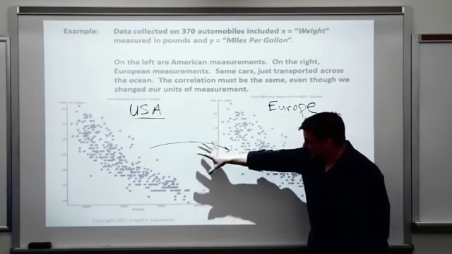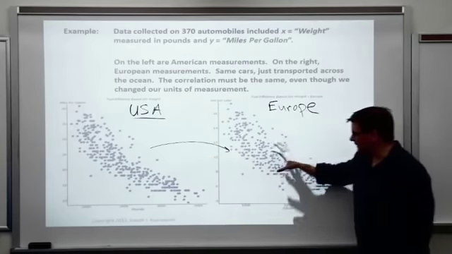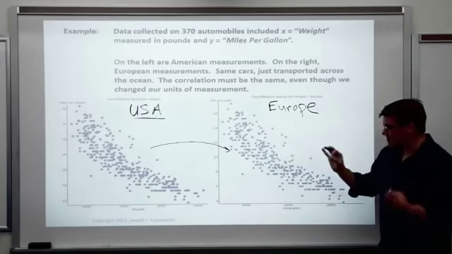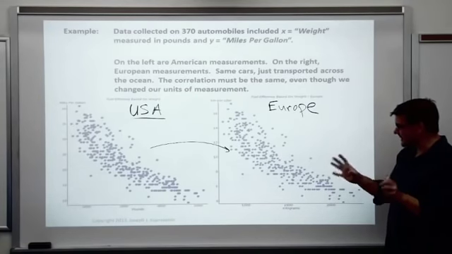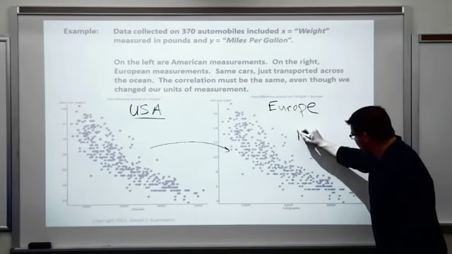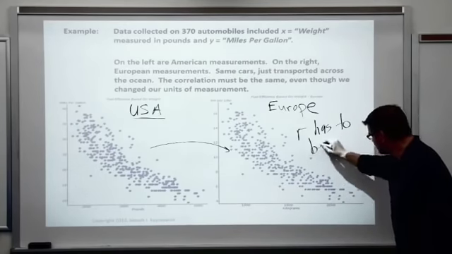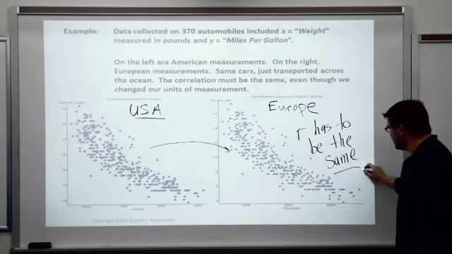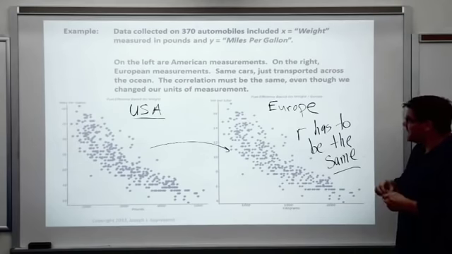Whatever the strength is over here on the USA side, however I measure that strength, it has to be the same measurement over here. It's the same cars, and if I change the units of measurement, my measure of strength and direction cannot change. So the only comment I'll make here is that whatever R is, R has to be the same. So units don't matter, however I'm measuring my X and Y variable.